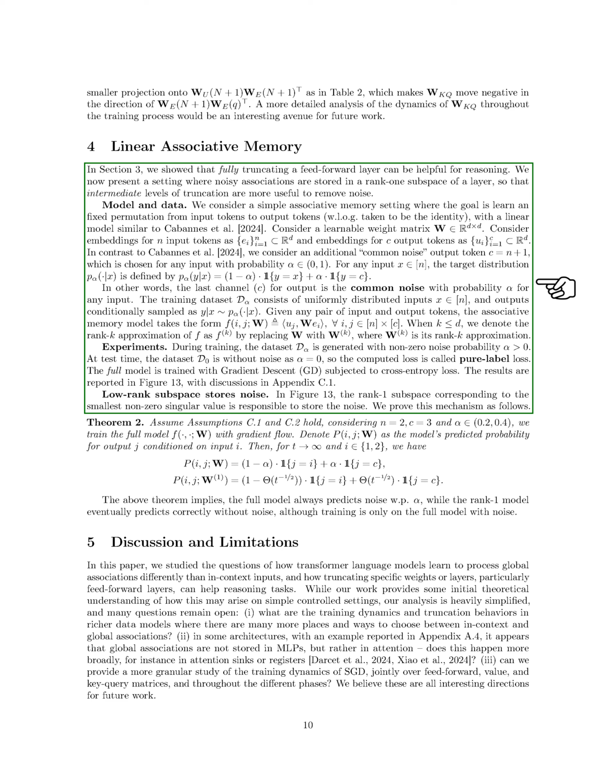Moving on to linear associative memory, we demonstrated that fully truncating a feed-forward layer can aid in reasoning tasks. We introduce a scenario where noisy associations are stored in a rank 1 subspace of a layer, making intermediate levels of truncation more effective in eliminating noise. In our model and data setup, we focus on a simple associative memory task where the objective is to learn a fixed permutation from input tokens to output tokens. We utilize a linear model with a learnable weight matrix, W, and embeddings for input and output tokens. We introduce a common noise output token selected with a certain probability for any input.